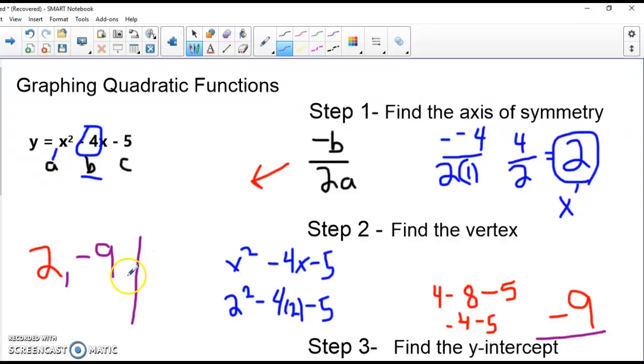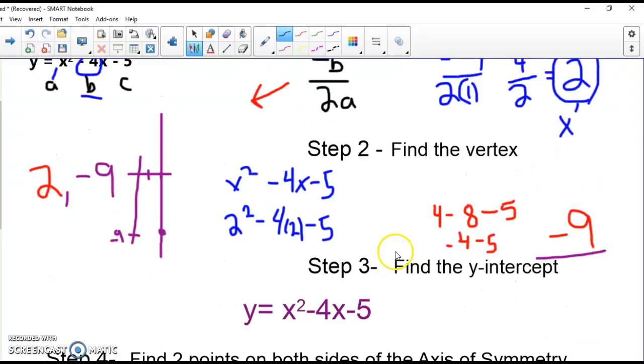So if you would just think of an axis, we're going to go right 2, 1, 2. We're going to go down 9 spots. This is negative 9, and we're going to put our point. So this is where our vertex is, and it is also where our line of symmetry is. So that's where our line is going to go, with our vertex being here.